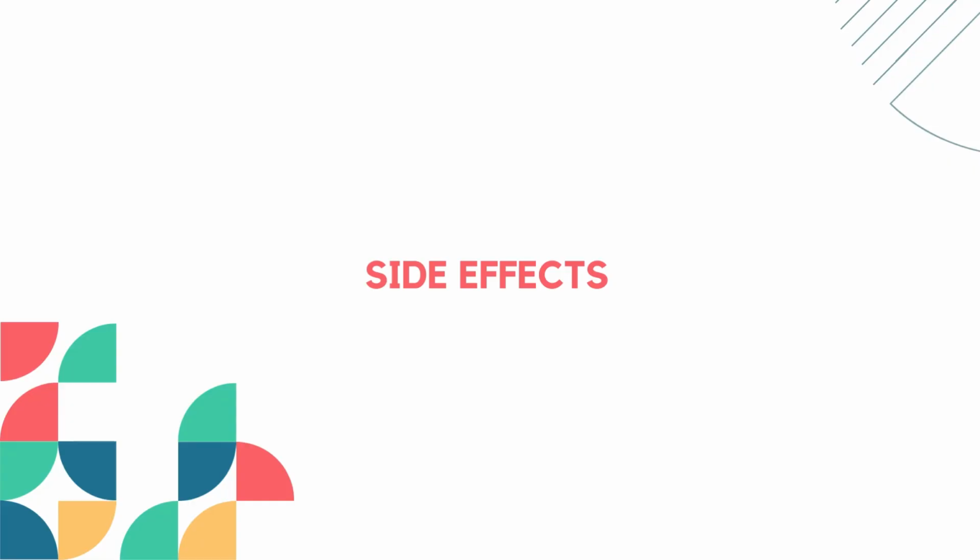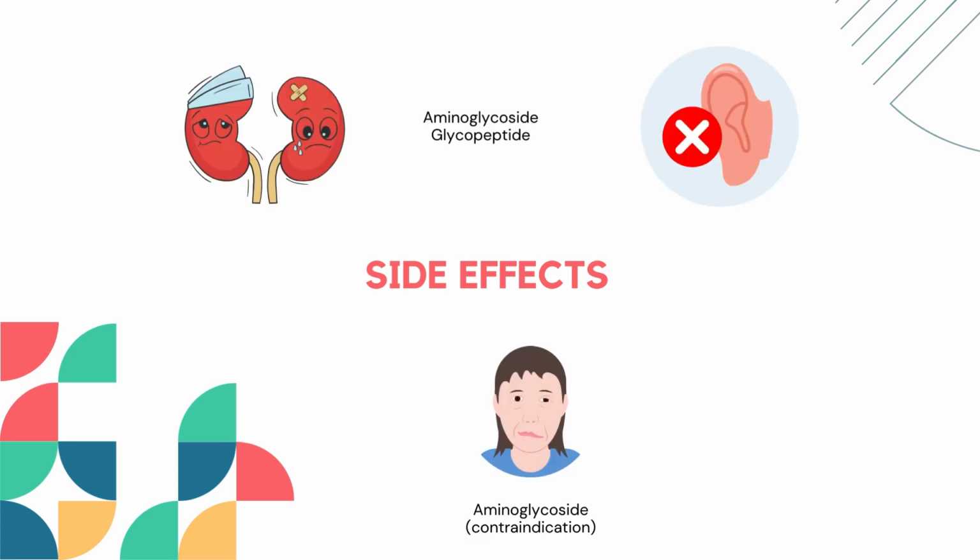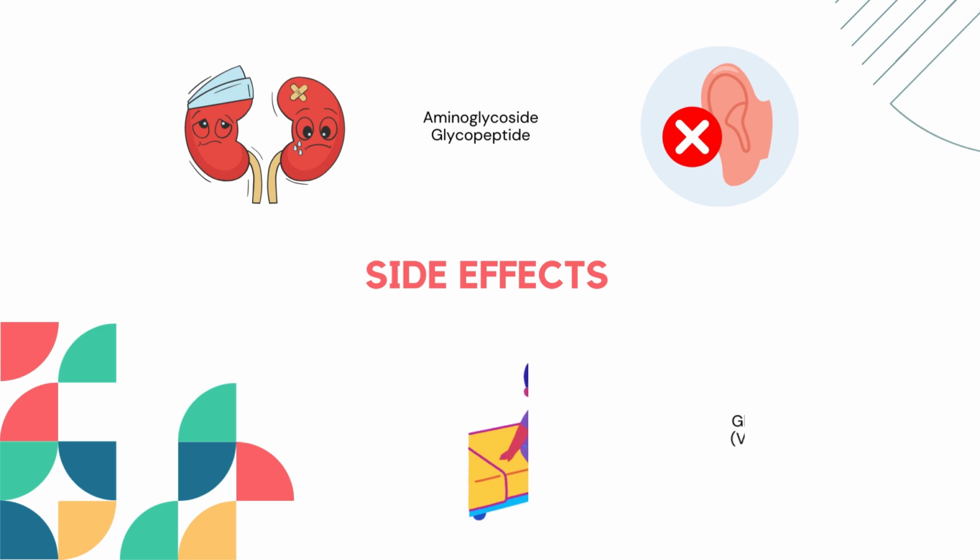Now, let's talk about the side effects. Each and every antibiotic has different side effects. Some are similar among them. Some side effects are mild but very common. Some are severe and can be fatal, but they are rare. The common side effects of both aminoglycosides and glycopeptides include nephrotoxicity and ototoxicity. Aminoglycoside can also cause neuromuscular blockade and increase muscular weakness, making them contraindicated in myasthenia gravis.